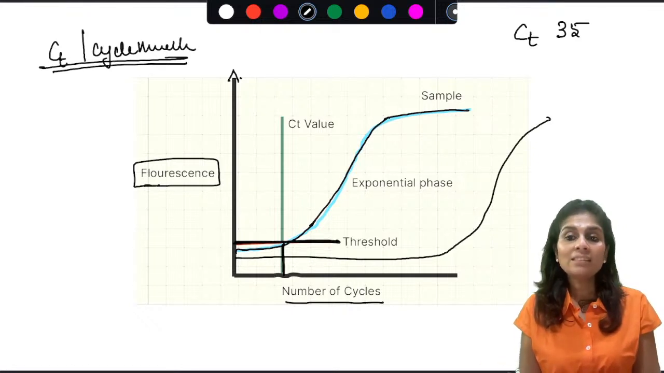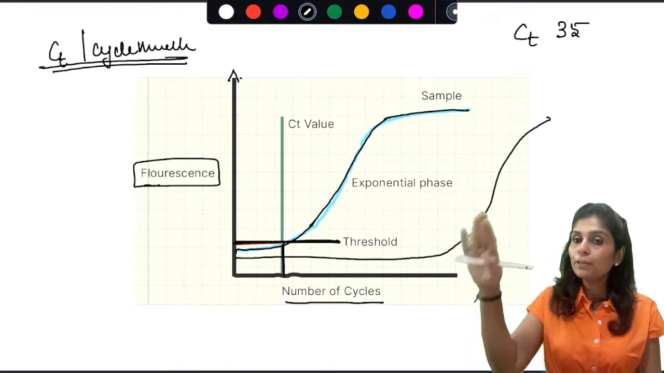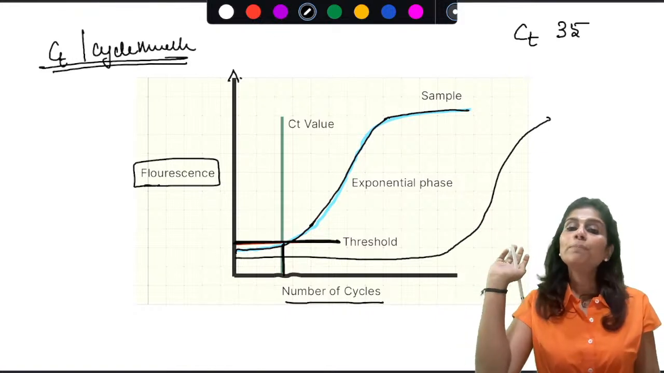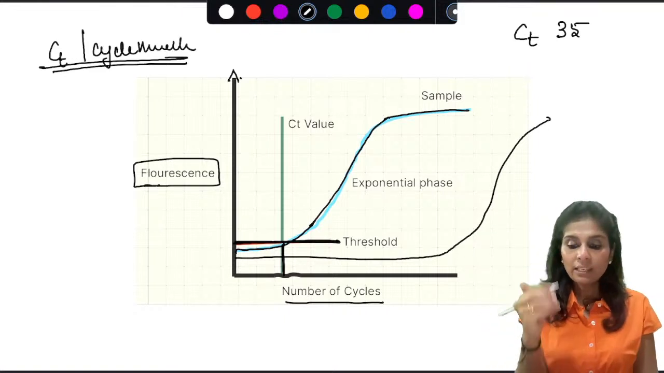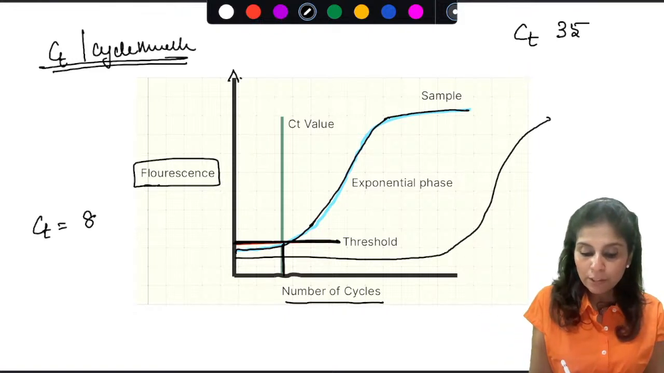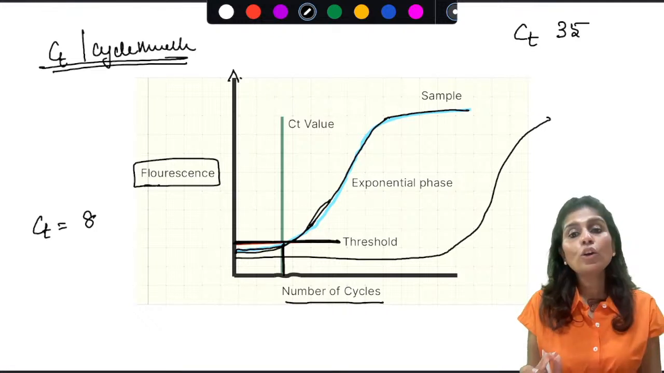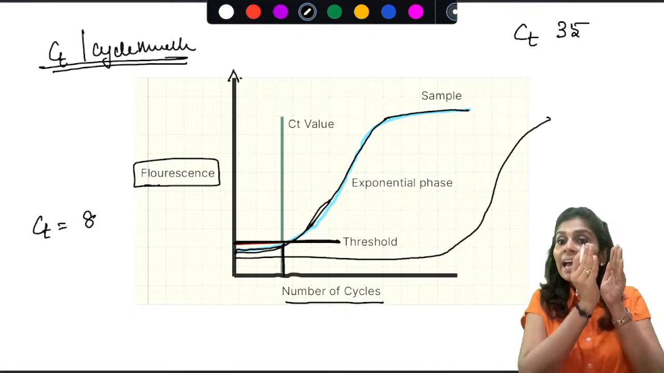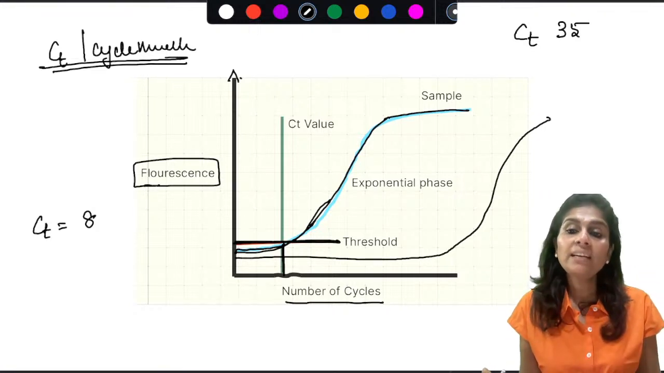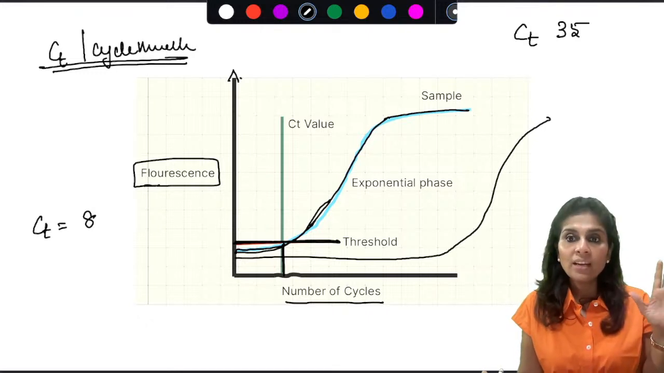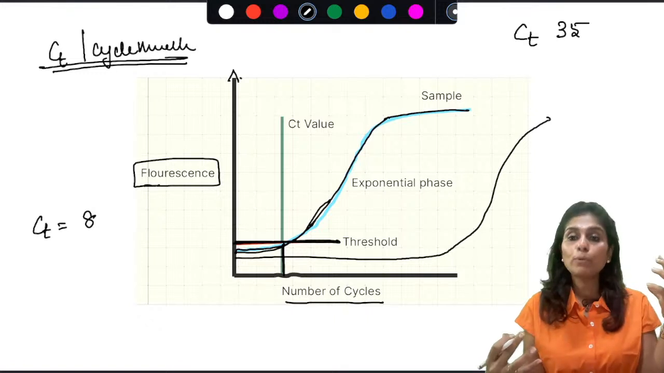If I say CT is 35, I mean to say it has taken 35 cycles for the sample to cross threshold intensity, which means the number of template DNA available is less. Suppose I say CT of a sample is only 8 cycles. It means even at the 8th cycle, it has crossed the threshold intensity, which means the number of template DNA available is more. So CT and template DNA concentration are inversely proportional.